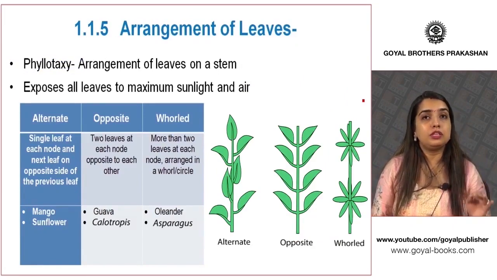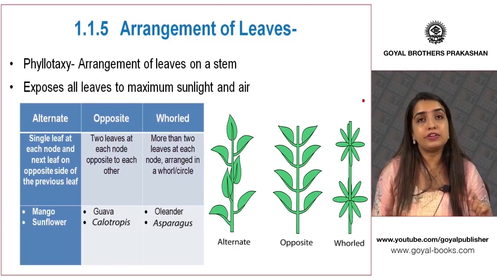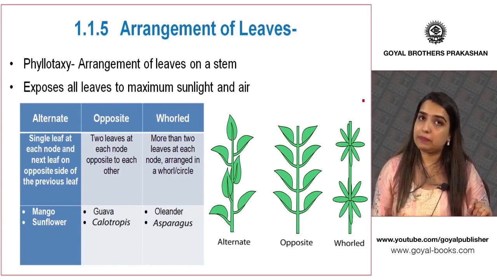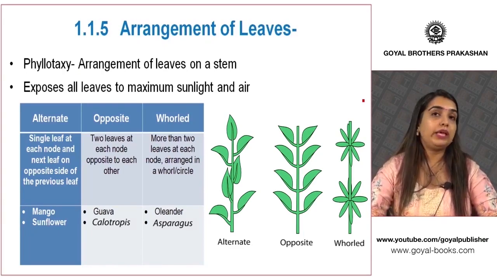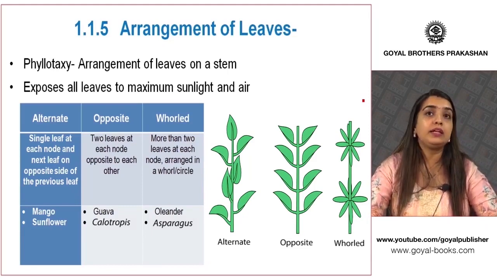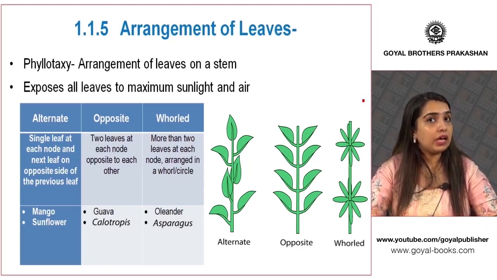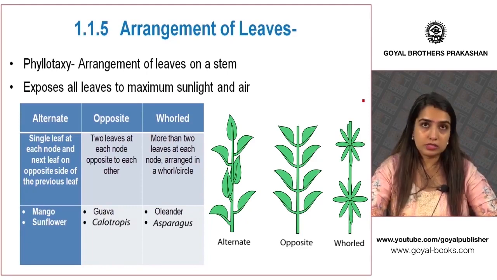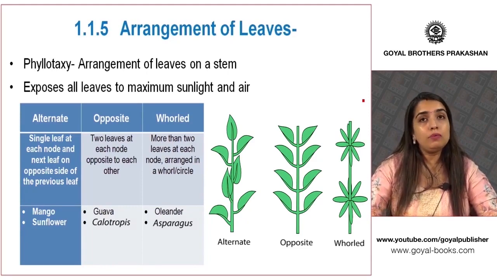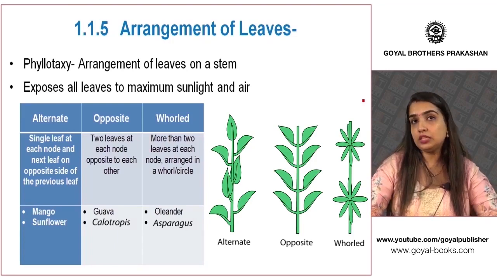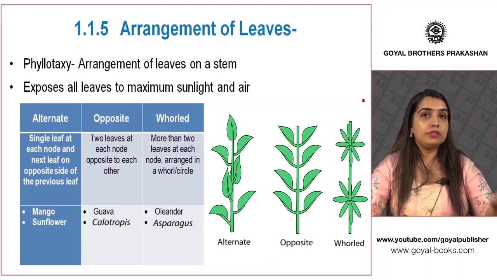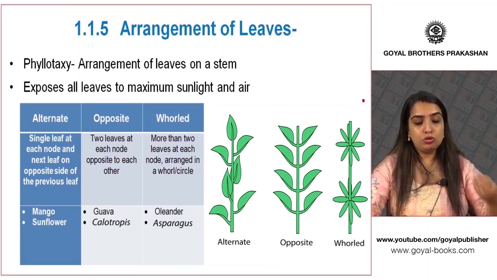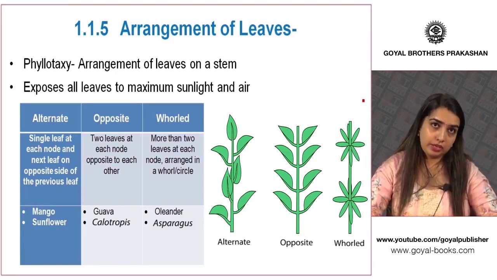Now let's move on to another topic, that is arrangement of leaves. There is a specific term for this, and that is phyllotaxy. Phyllotaxy is the arrangement of leaves on a stem. The entire purpose for plants is to be able to manufacture food for themselves, and that is why the leaves are green in color, because chlorophyll helps in photosynthesis. So the leaves are always arranged in such a manner that they are exposed to maximum sunlight and air.